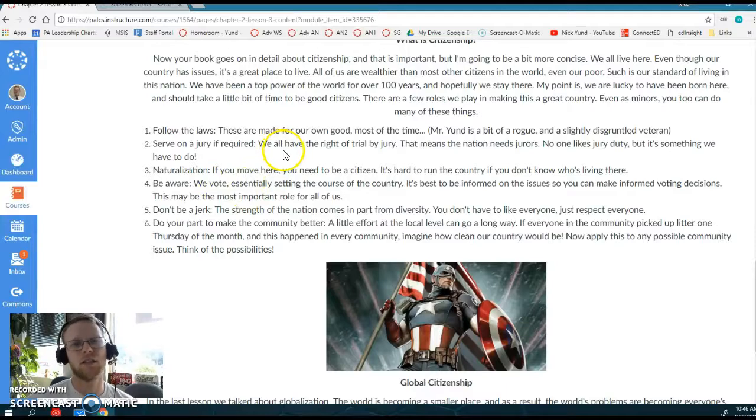Naturalization means if you move here, you need to be a citizen. It is hard to run a country if you don't know who's living there. You won't want people living in your house if you don't know they're there or who they are. Be aware. We vote, essentially setting the course of the country, so it's best to be informed on the issues so you can make informed voting decisions. You'll get there when you're 18.